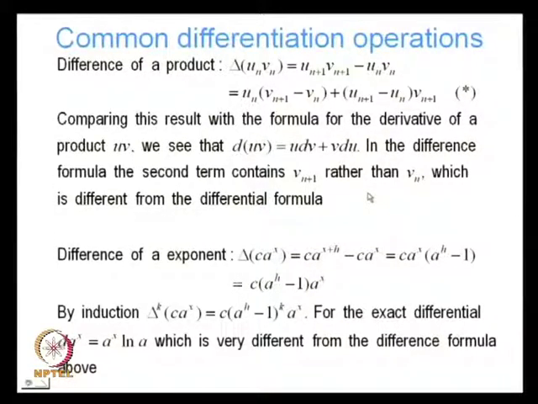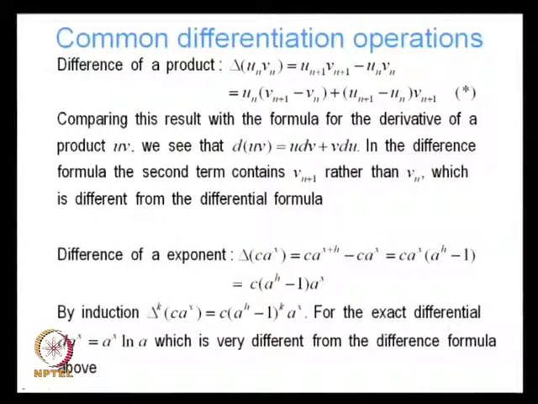This tells us that this difference operation is not exactly equal to the derivative. It will become close to the derivative when my n plus 1 is very close to n, when Vn plus 1 is very close to Vn, when my step size is small, but it is not exactly equal to the derivative. That is the point I want to emphasize.